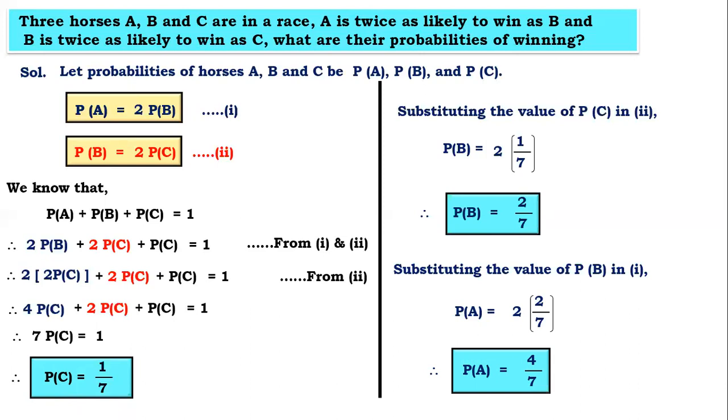I believe the sum was very simple. Once again, you have to remember that the sum of the probabilities of all events of a sample space will be 1.